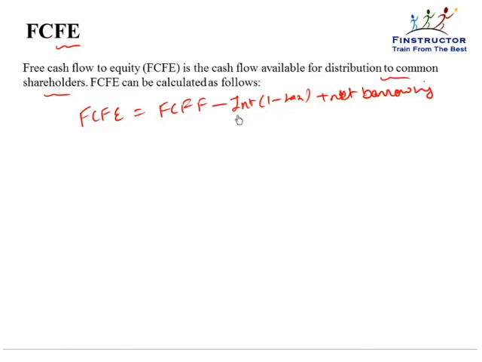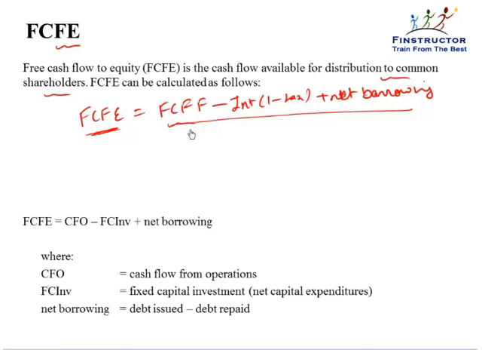So after I've deducted whatever was to be paid to the debt and added whatever I have received from the debt holders, the resultant cash will be available to equity holders. It can be paid as dividends, or it can be reused to repurchase stock, etc. I can expand the free cash flow to firm and write the formula as cash flow from operations minus fixed capital investment plus net borrowing. If you substitute the free cash flow to firm from the previous slide, you will get the exact same formula for the free cash flow to equity.